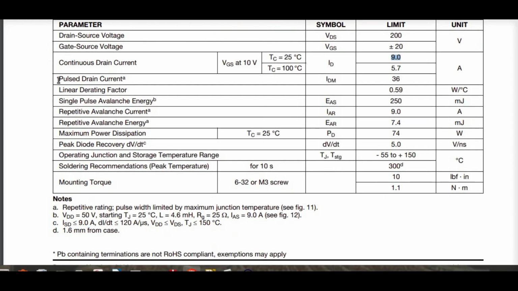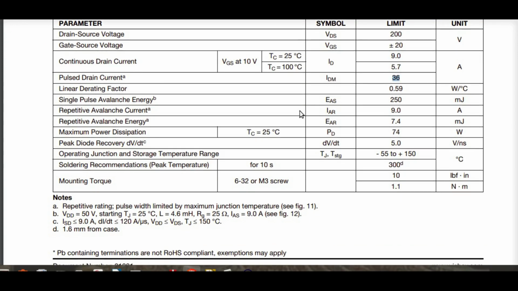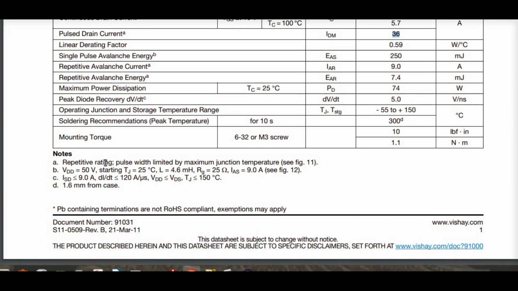So this is a pulsed drain current, that is of 36 ampere. It's a single pulse. And then you have the repetitive rating, pulse width limited by maximum junction temperature. See figure 11. If you want more details, go to figure 11.